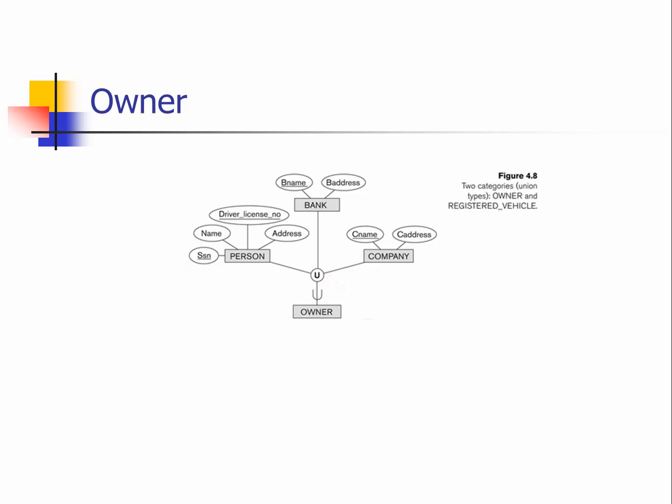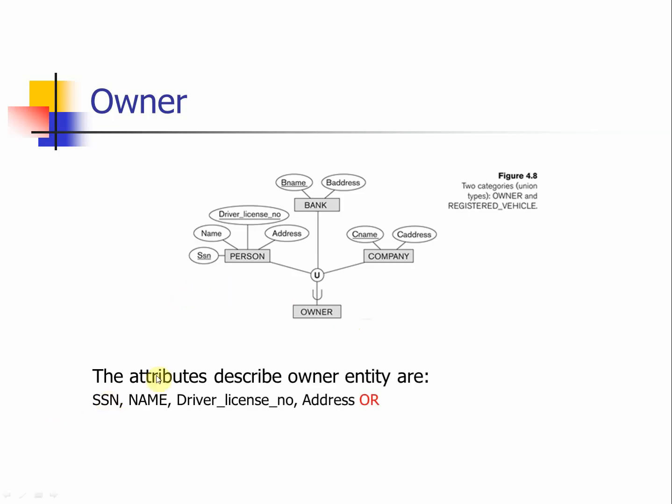So when I'm asking what are the possible attributes describing the owner, here is the answer. The attributes describing owner entities come, first of all, from the person. So it can be social security number, name, driver license number, address, or the attributes coming from the bank, including the bank name, bank address, or attributes coming from the company. So that "or" concept is a very important thing to be focused on.